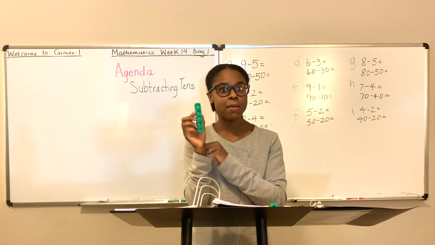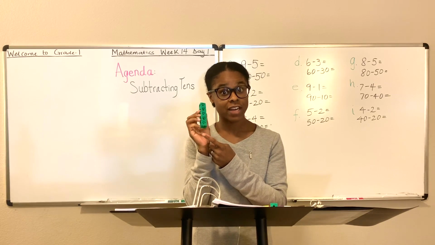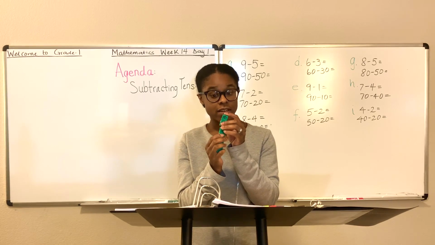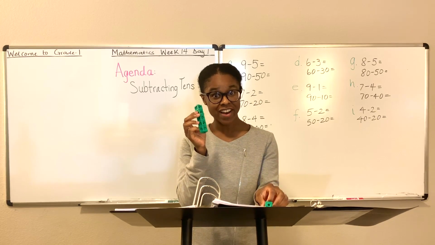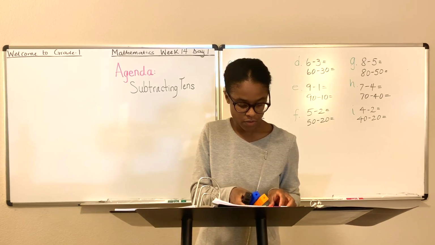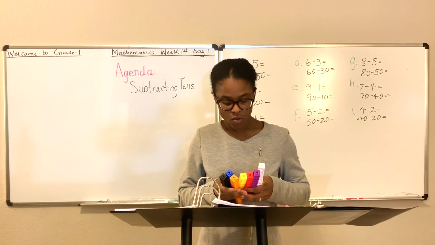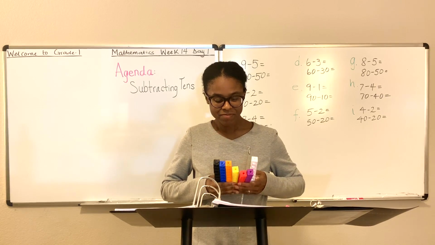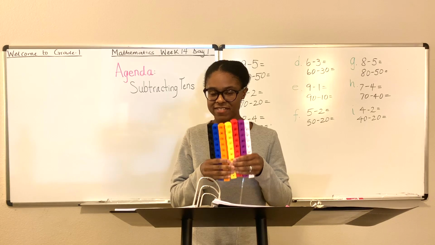Once you took 2 away, how many do you have left? You have 5 cubes. That's right. Well, that means 7 minus 2 is 5, right? Well, in the same way, we have 7 tens. Okay. Same concept. We have 7 tens.